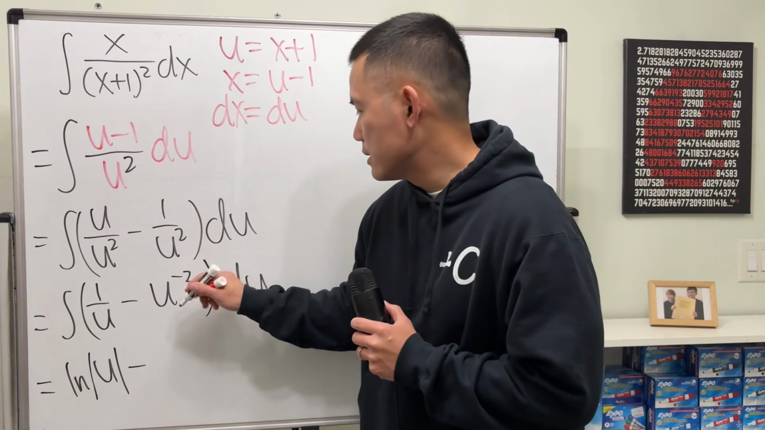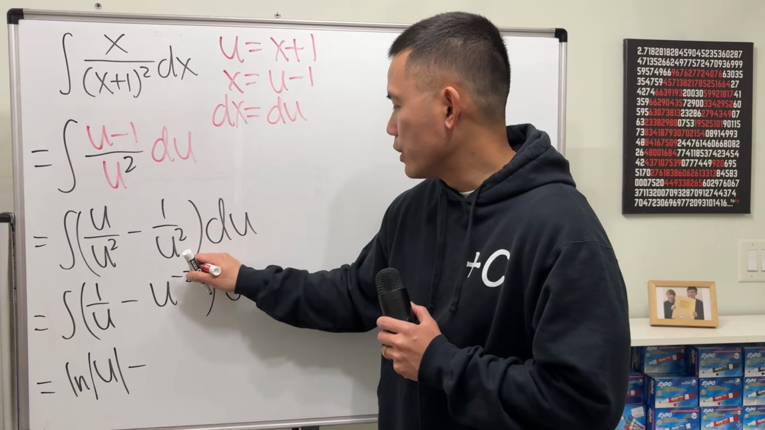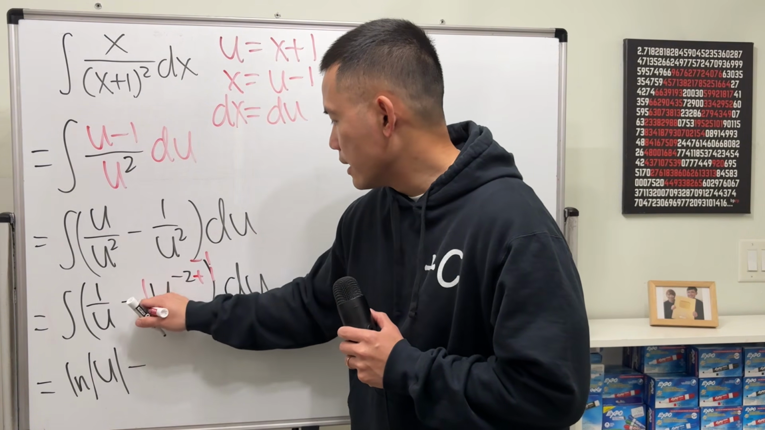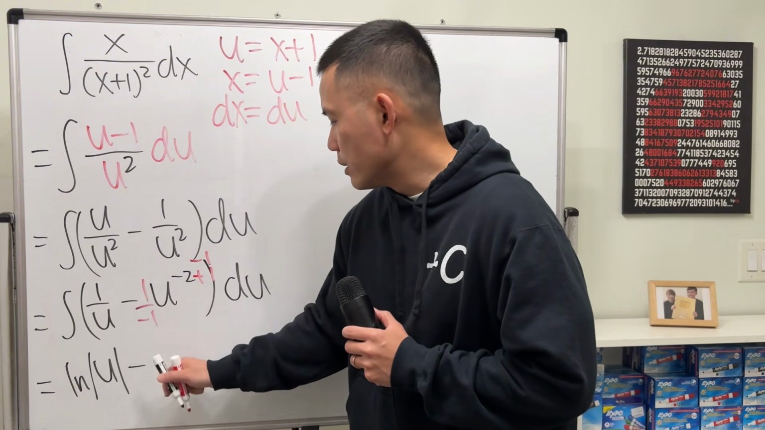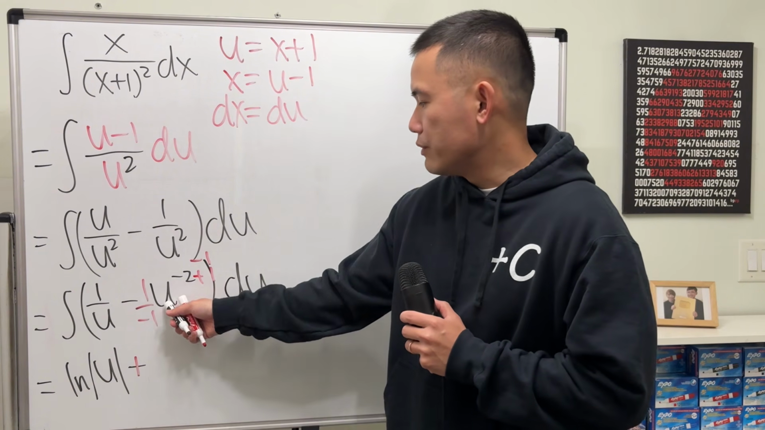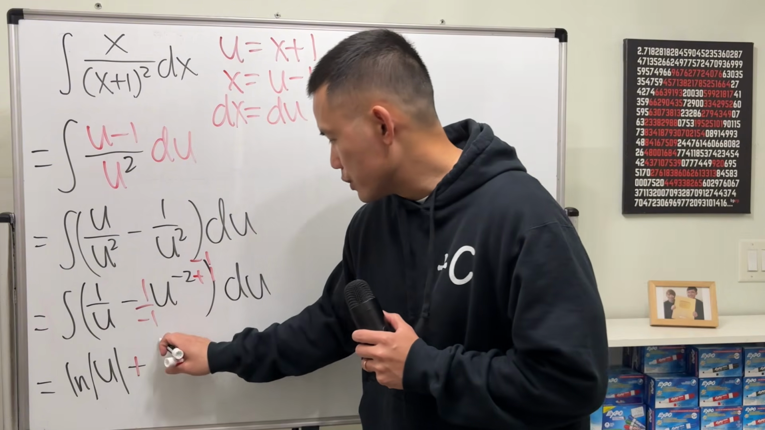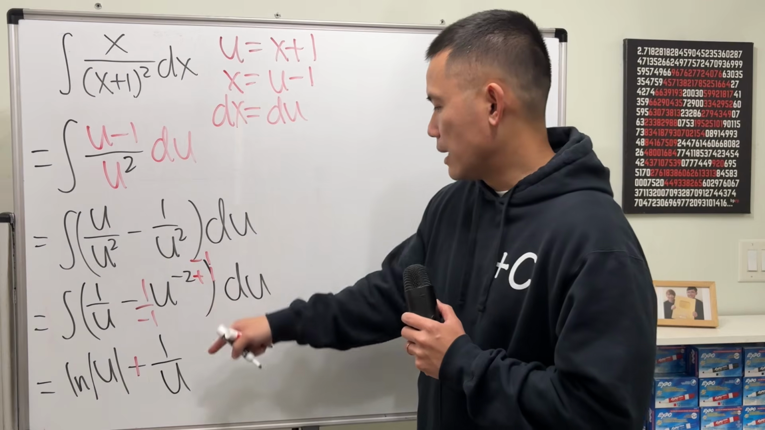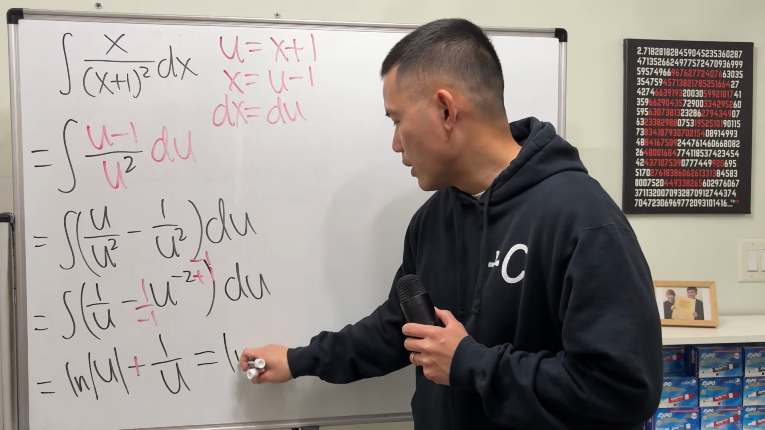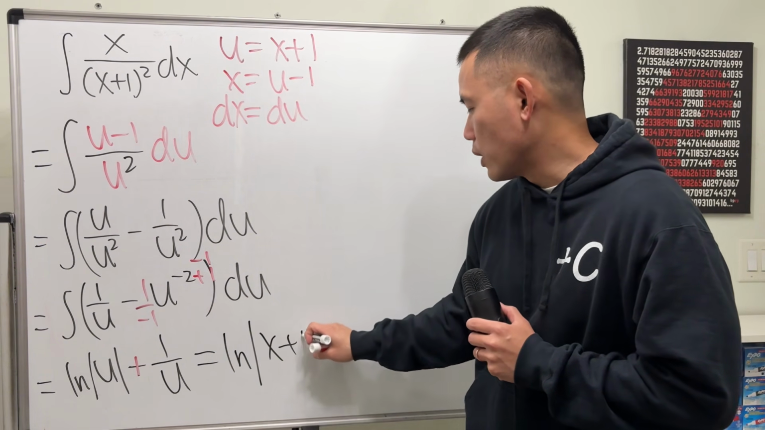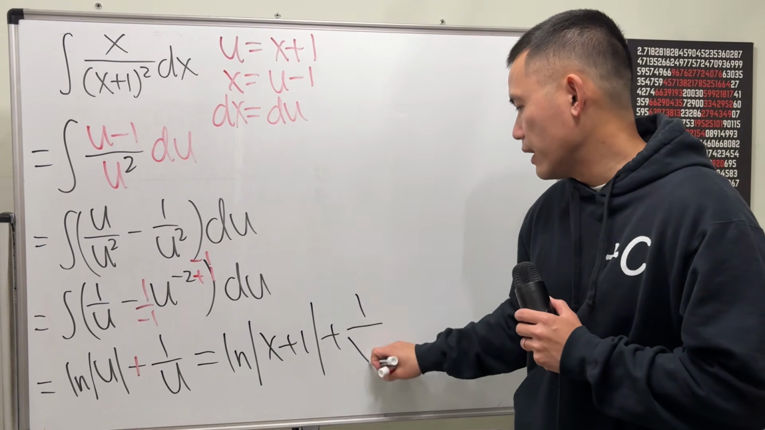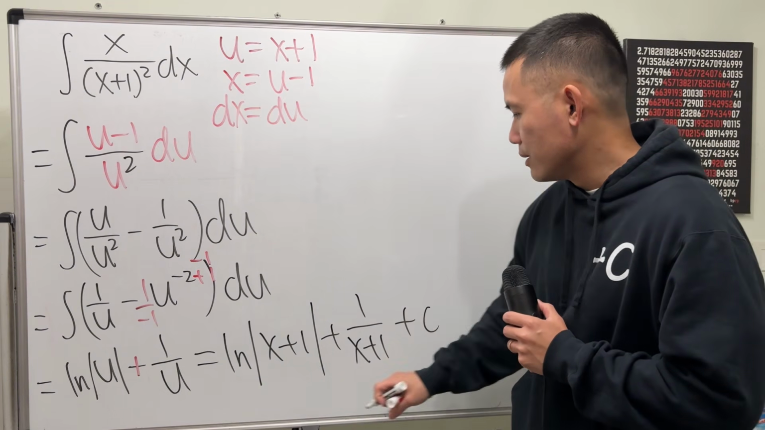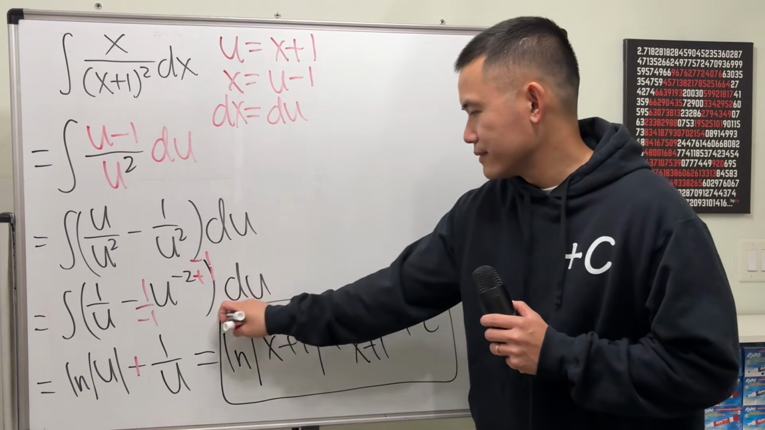And then minus, let's go ahead and add 1 to the power. We get negative 1 divided by the new power. So this right here becomes plus, and then we have u to the negative 1 power, which is 1 over u. And I will write this down before I put down the plus c. This is ln absolute value x plus 1, plus 1 over x plus 1, all done, plus c. That's it.